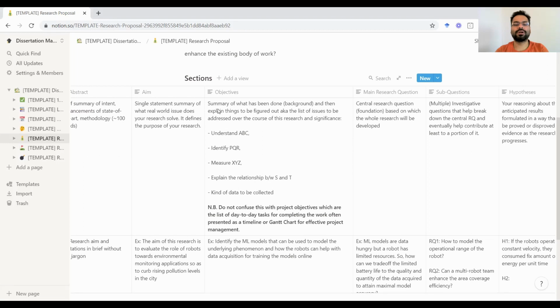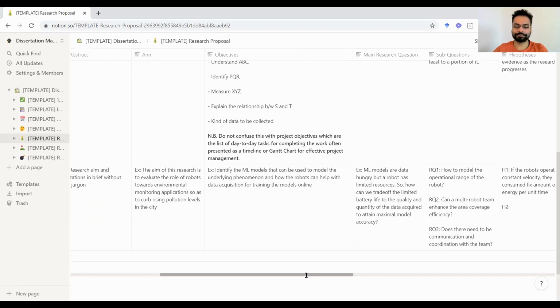So these are just your research objectives, or let's say background of the research, if you really want to call it that way. So in my case, it was identifying the machine learning models that could be used to model the underlying phenomena and how the robot can help with data acquisition. So you see the terms like identify and how to help and things like that. So you could continue building on top of this to identify the gaps in the literature and so on and so forth.